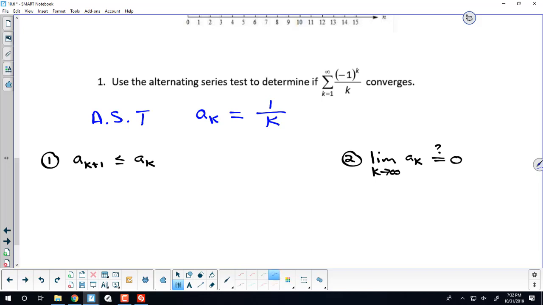All right, so let's write out a sub k plus 1 with this being our a sub k. a sub k plus 1 is 1 over k plus 1. And a sub k, of course, is 1 over k. So pretty straightforward to say that 1 over k plus 1 is less than 1 over k. That condition is met. And what's the limit at infinity? 0. Right. On a sub k, it's equal to 0.